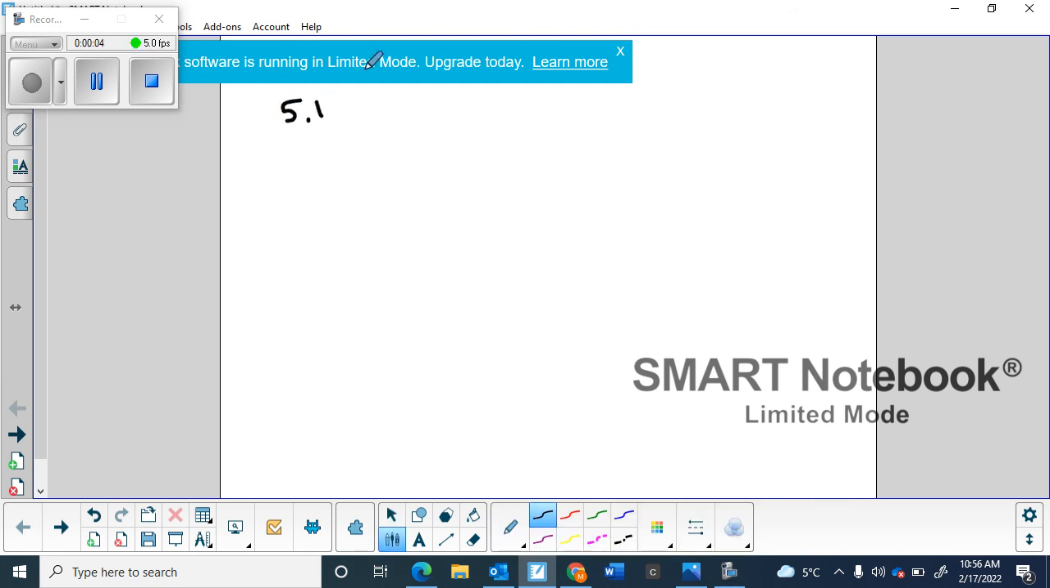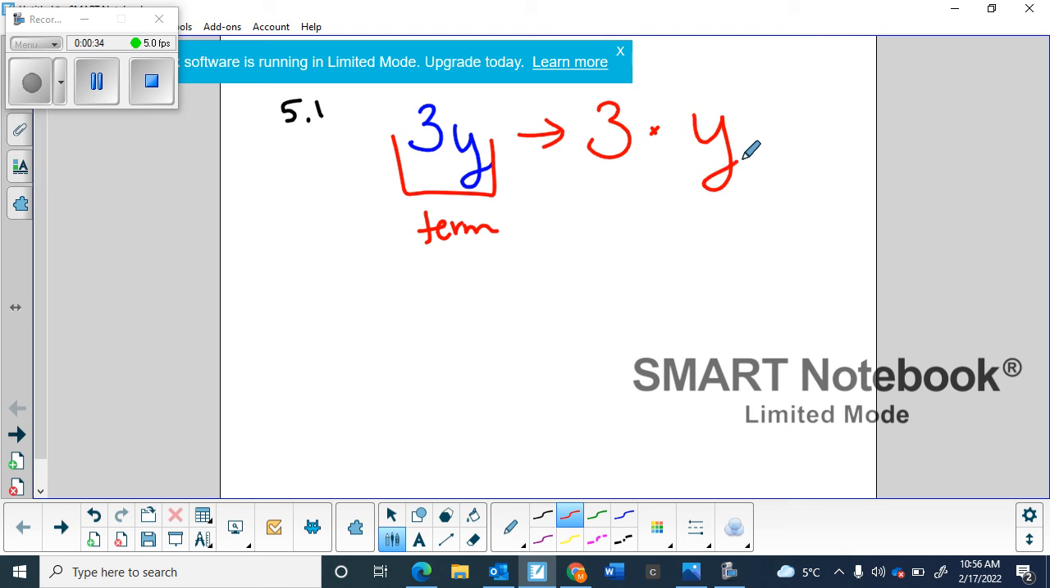Okay, so for 5.1, we covered pretty much all these vocabulary words that are used when we talk about algebra. And so we started by identifying key words. So let's say I have 3y. This is called a term. A term is when you combine a number and a letter together using multiplication. So what's actually happening here is this is 3 times y.